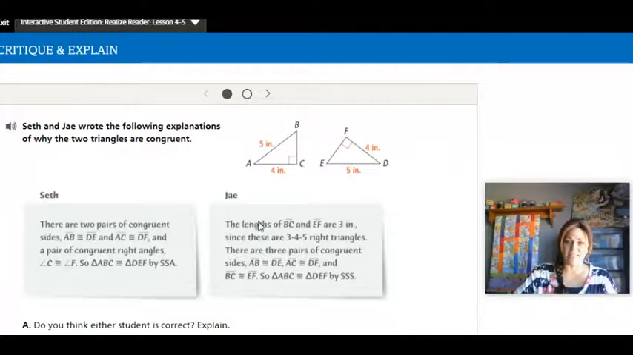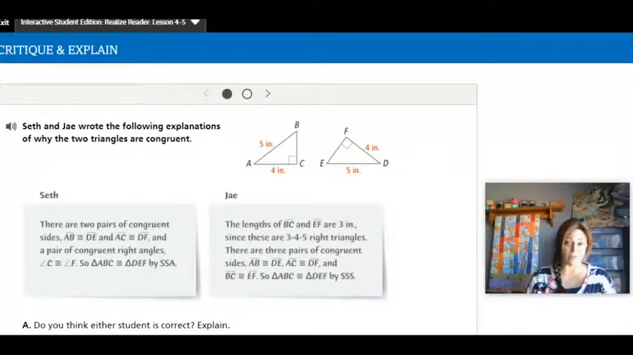Jay says the lengths BC and EF are 3. Now, there's no indication that there's a 3, but if you use the Pythagorean theorem, a squared plus b squared equals c squared, and solve for b squared, you will get 3. So that is a true statement if you use the Pythagorean theorem. There are 3 pairs of congruent sides, therefore they're congruent by side-side-side.